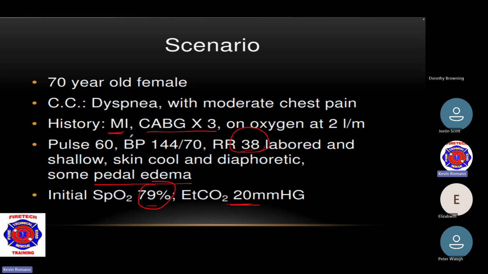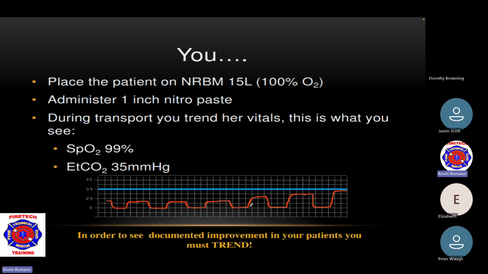So I'll put this out there, and you're on the right track. If it looks like a duck and quacks like a duck, it's not a zebra. It's CHF. Okay. Look at the history. MI, CABG, already on oxygen, right? Blood pressure is a little elevated. Heart rate is normal. Could be on beta blockers too. JVD is elevated here. There's pedal edema, so you know, the right-sided heart failure. Sats are dropping. End tidal is low. This screams to me like a CHF patient, right?